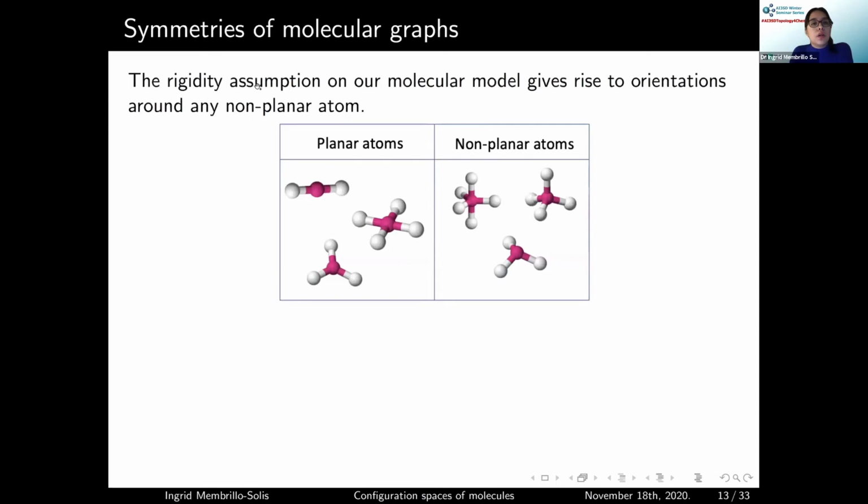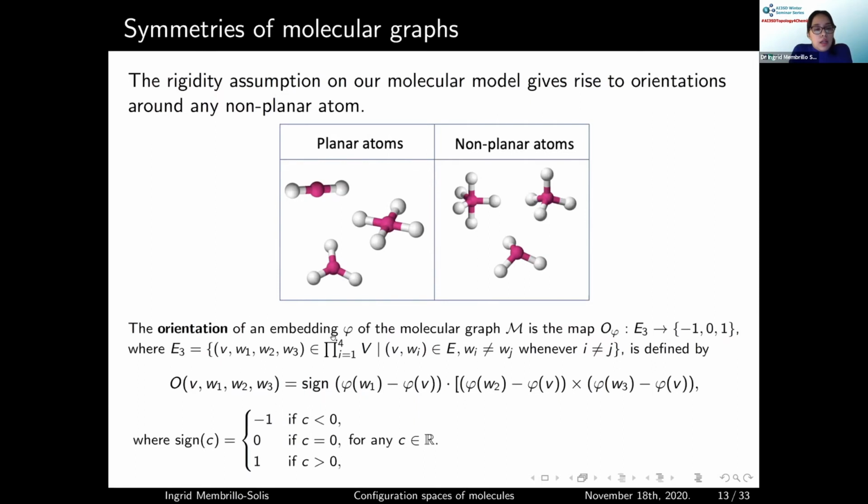Okay, so our rigidity assumption and our molecular model give rise to orientations around any non-planar atom. We think about planar atoms as atoms where all the neighborhood around that atom lies on a plane. For instance, in this case, we have these 3 examples of planar atoms. All of them lie on a plane, and these are examples of non-planar atoms. A typical example is all the carbons with sp3 hybridization, and then we have this example of a non-planar atom.